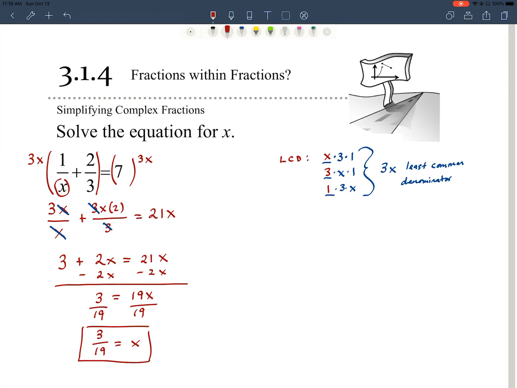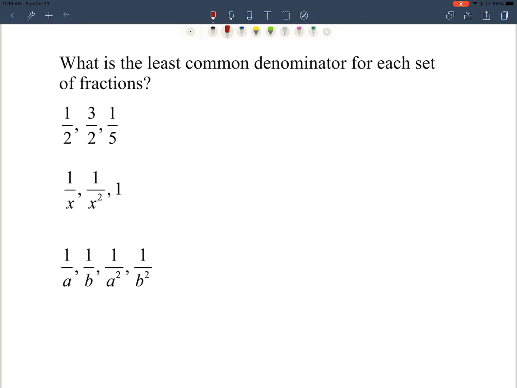All right, let's move on to the next part. It says, what is the least common denominator for each set of fractions? Sometimes when you look at them, like this first set of fractions, we can tell what that least common denominator would be just by looking at it, which is totally fine. We know in this one that the denominators are just 2 and 5, and what number do 2 and 5 go into? Well, our least common denominator here would have to be 10, right? Because 10 is divisible by each one of those denominators.